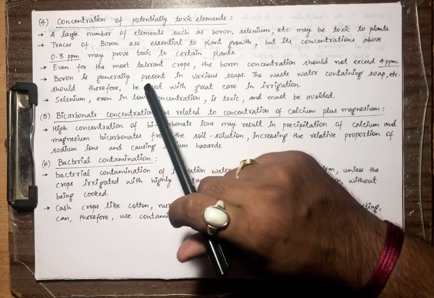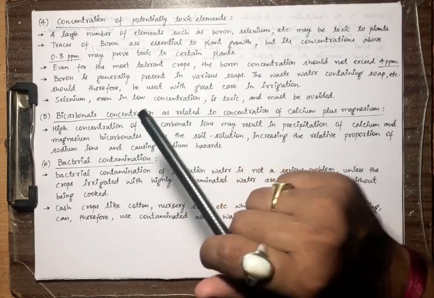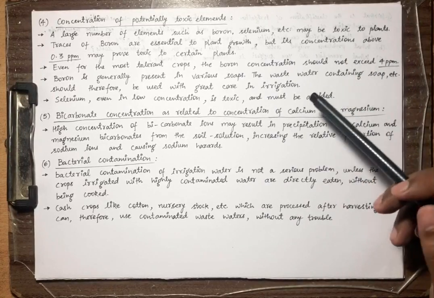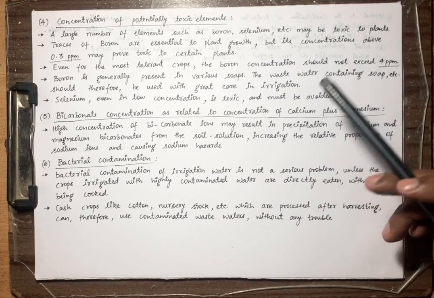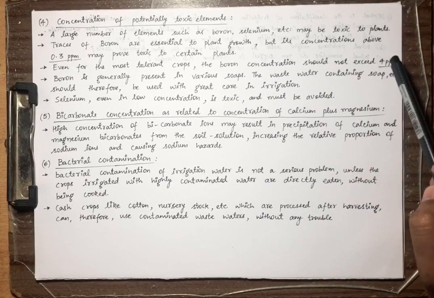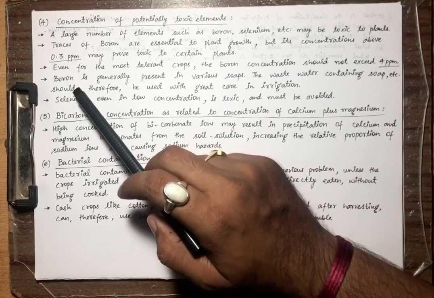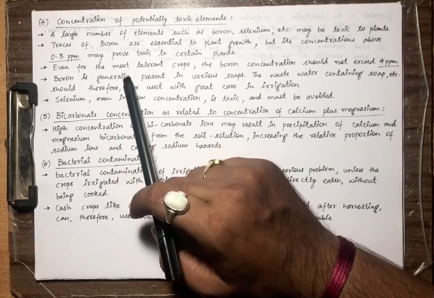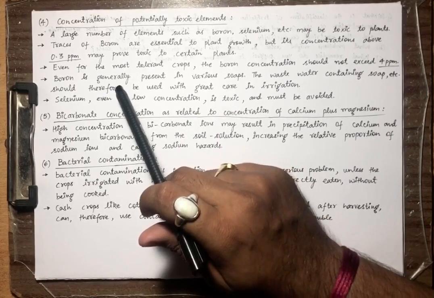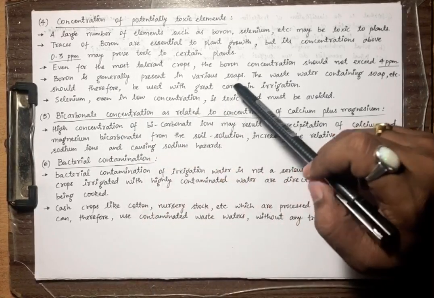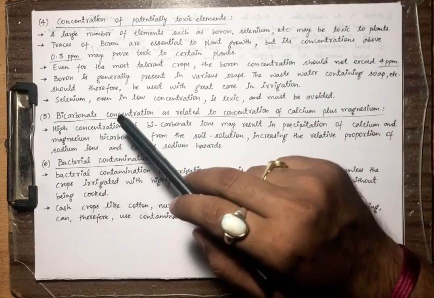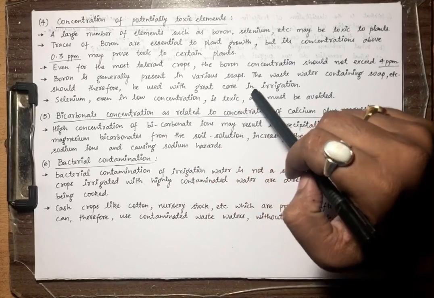Even for the most tolerant crops, the boron concentration should not exceed 4 ppm. Some plants may be tolerant to boron, but for them also, a boron concentration greater than 4 ppm is not good. Boron is generally present in various soaps, so the source of boron is soaps. Wastewater containing soap, etc. should therefore be used with great care in irrigation.